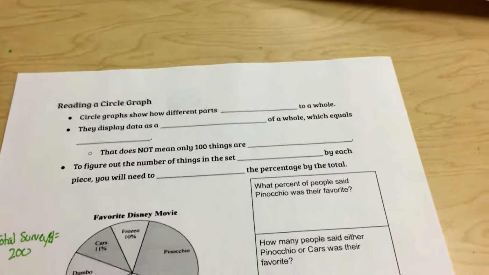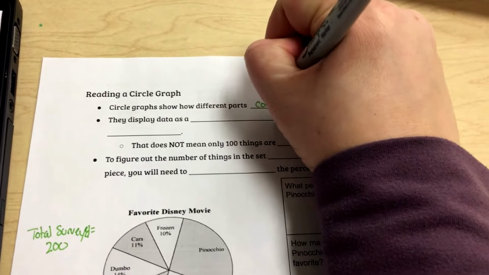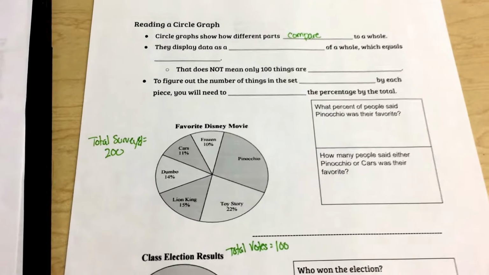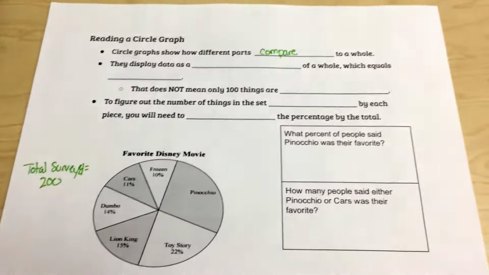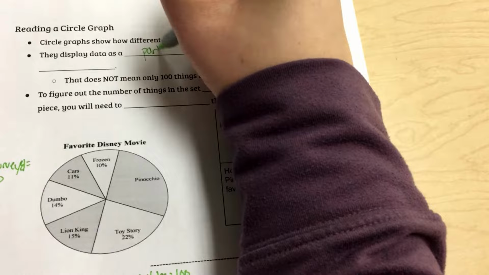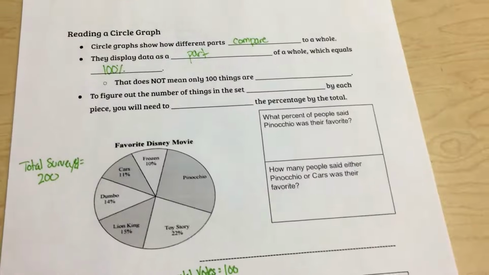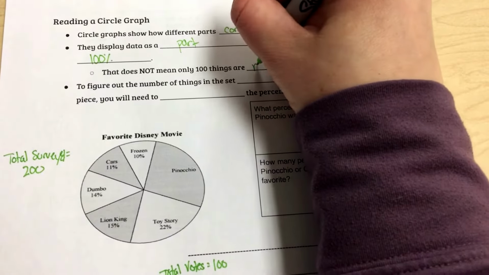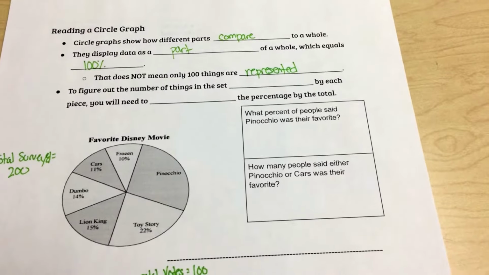A circle graph is a graph that shows how different parts compare to a whole. You'll probably notice a circle graph looks like what we use with fractions, where it's cut into different parts. That's because this doesn't necessarily represent a number of people. It represents a group or a percentage of people. So they display data as part of a whole, and all those parts add up to equal 100% or one whole group. Please know that that does not mean that only 100 things are represented. Sometimes it does, not very often though.